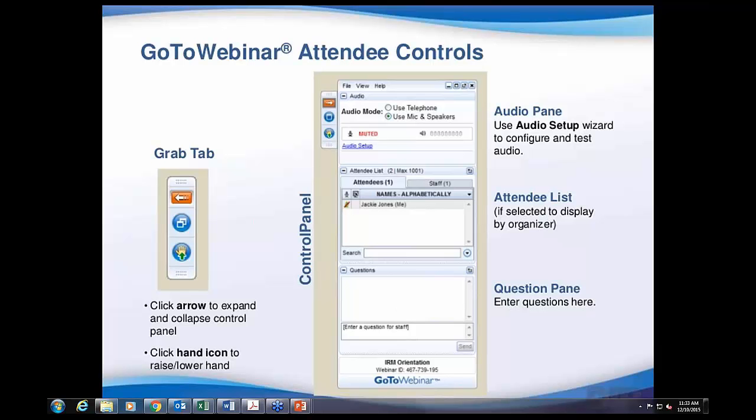As we get started, we wanted to go over really quickly some of the GoToWebinar features and functions that you'll be using on the webinar today. Right now you should have a panel that looks similar to what you see on your screen, and we're going to walk through how to use some of the functions for this presentation.